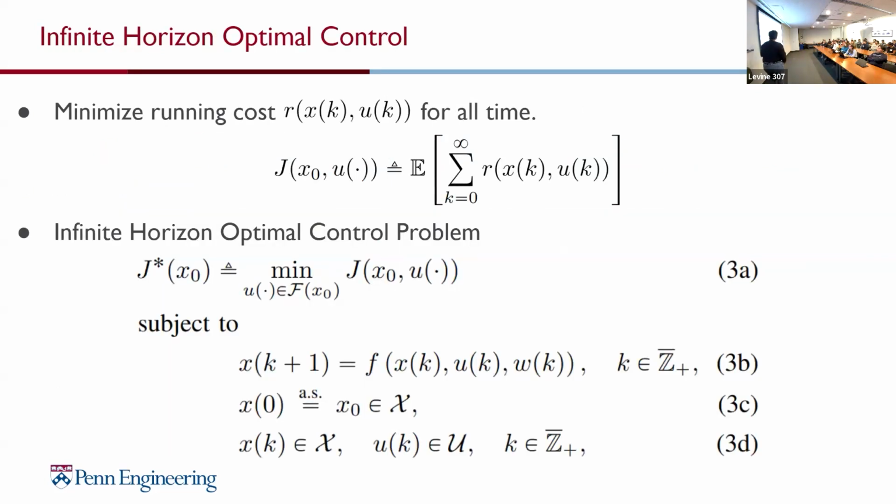So the specific kind of problem that we're looking at is an infinite horizon optimal control problem, where we want to minimize the running cost R of x_k, u_k for all time. The optimal controller would then be the one that minimizes that running cost. The infinite horizon optimal control problem is then as follows. We want to minimize J of x, u subject to the dynamics of the system, starting from some initial state x_0 and satisfying the state and input constraints. Now, because this is an infinite horizon optimal control problem, we wouldn't be able to solve this as is. We would need to reformulate it into a finite horizon optimal control problem as a means to solving it.